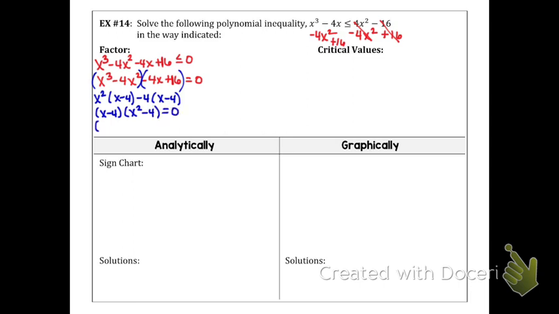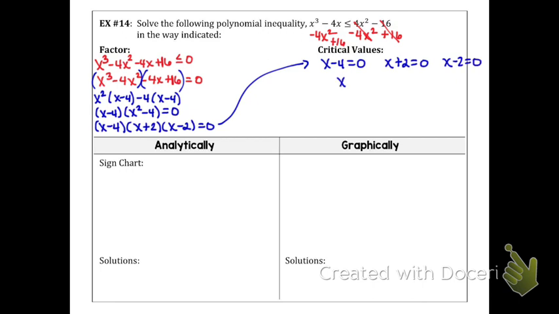I can keep factoring. That last one is a difference of squares. So the square root of x squared is x, square root of 4 is 2, so we know it's going to be x plus 2, x minus 2 equals 0 to factor. Now to find those critical values, we just set each of those factors equal to 0 and solve. So we can add the 4, subtract the 2, and add the 2. And so we have 3 critical values at 4, negative 2, and positive 2.